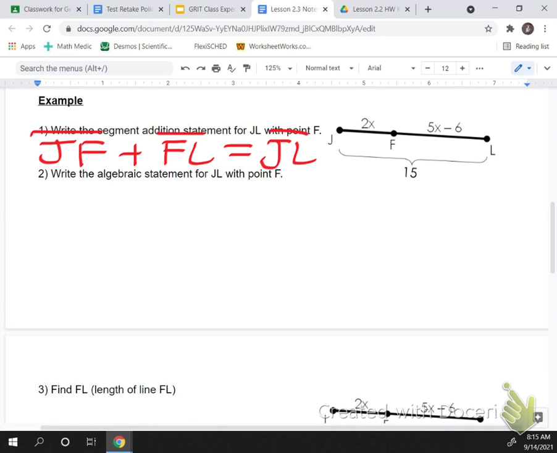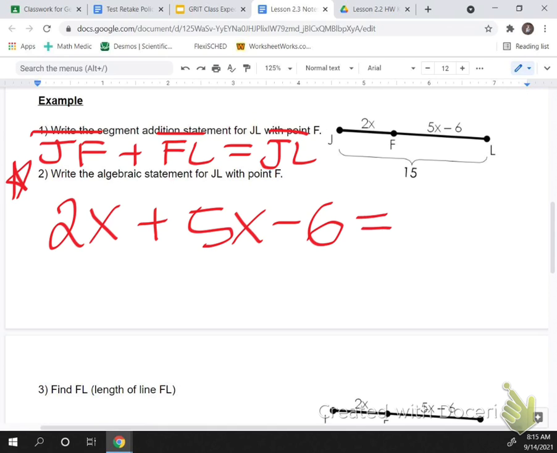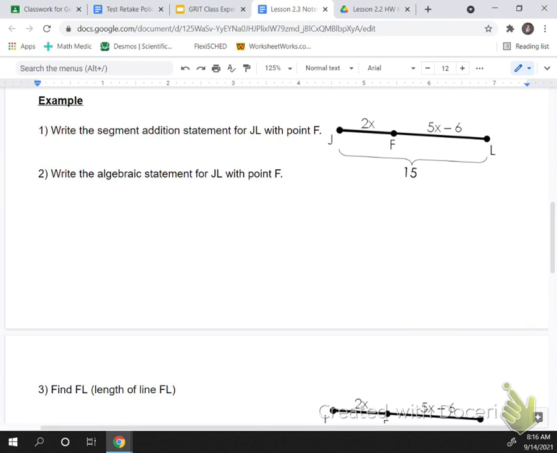Let's see if you can write the algebra one. Let's see if you and your team can write the algebra one. We should have 2x, that's our first line segment, plus 5x minus 6 equals the whole thing, 15. If you flip your page.